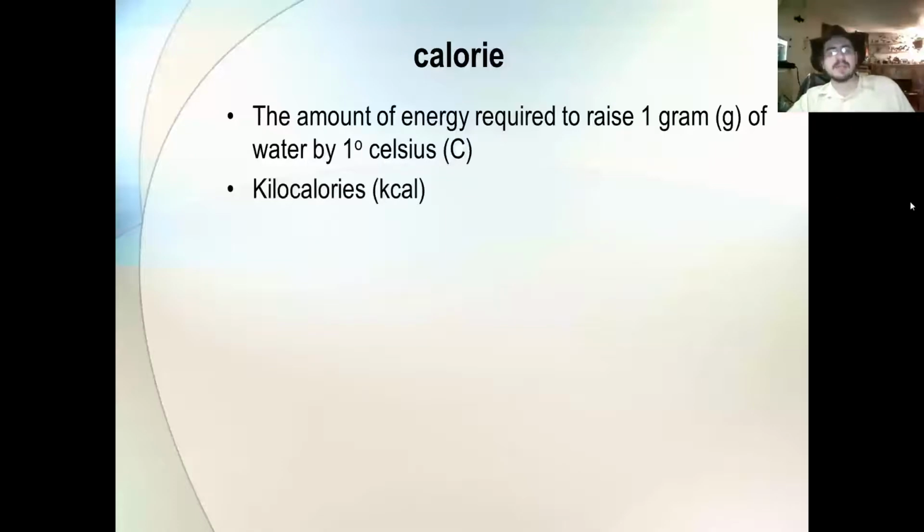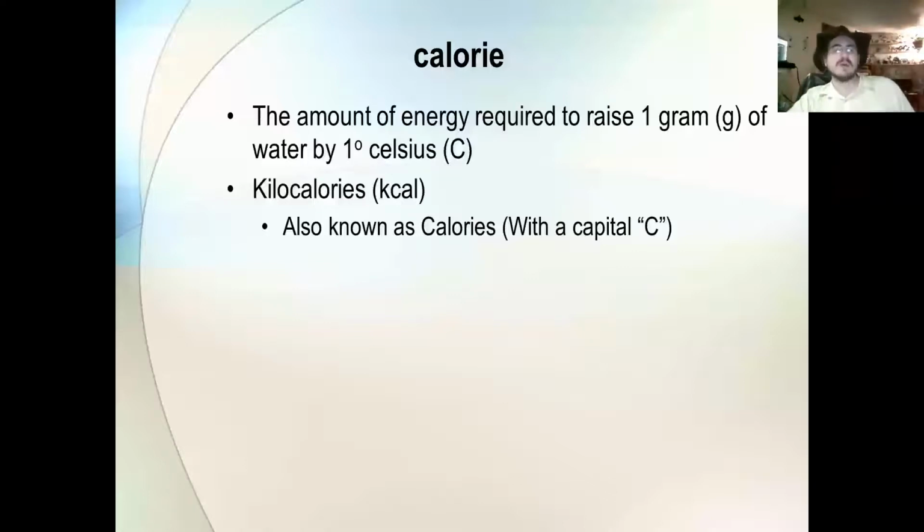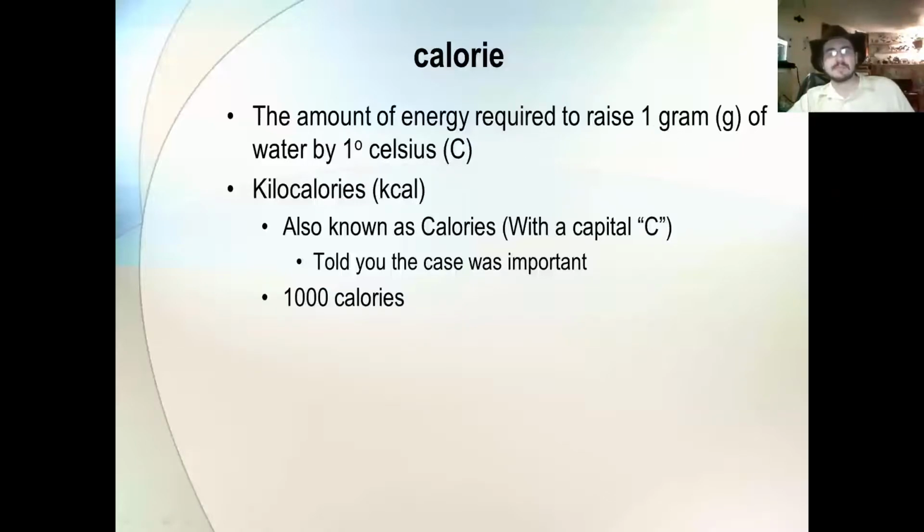And kilocalories is the unit of measurement you are familiar with, because the kilocalorie is 1,000 calories, and this is the calorie with a capital C that is printed on the nutrition labels of all your food. So your food is measured in kilocalories. Multiply it by 1,000 if you want to know how many calories that is. So, I told you that the case was important. Kilocalorie is represented by the word calorie with a capital C, whereas calorie with a lowercase c is just the basic unit of energy, which is the amount of energy required to raise 1 gram of water by 1 degree Celsius.